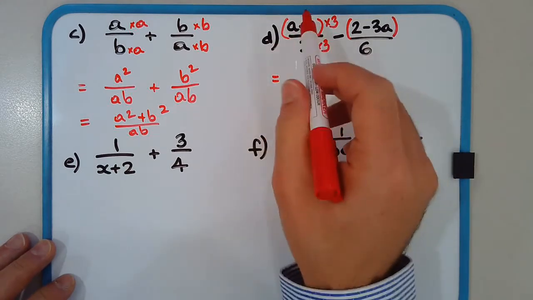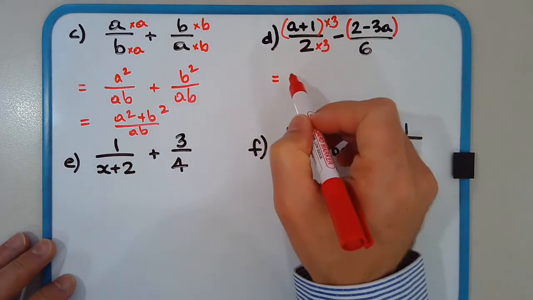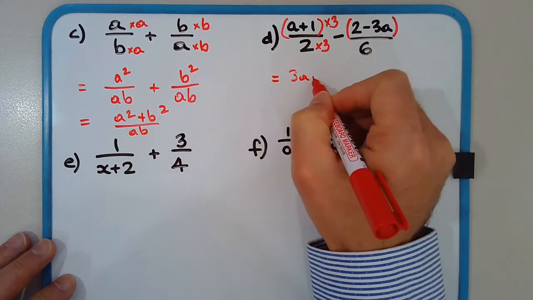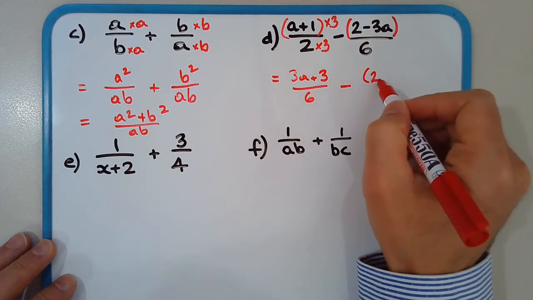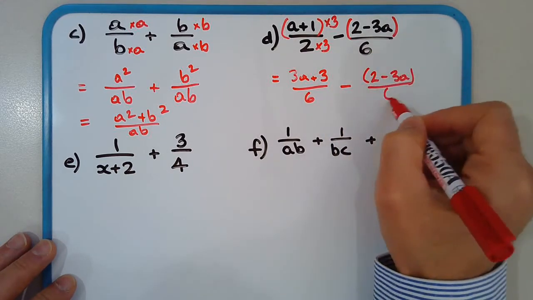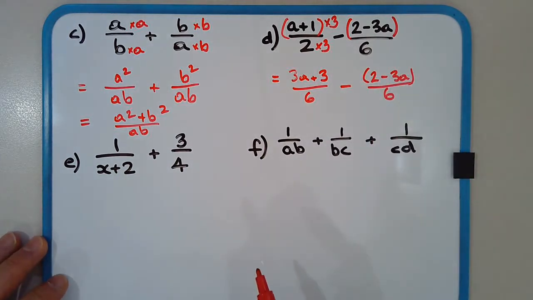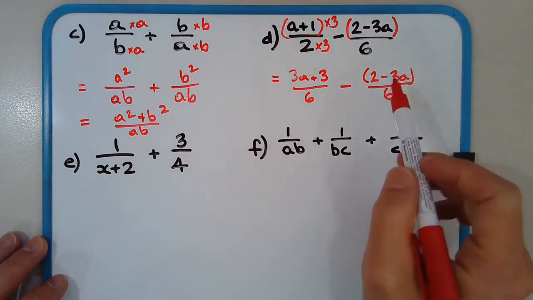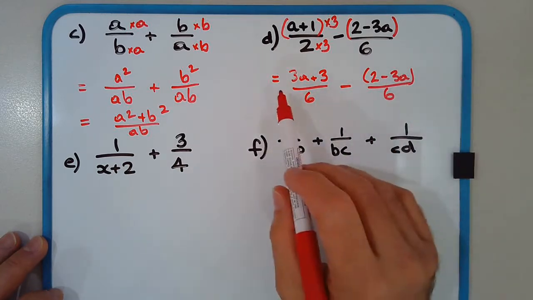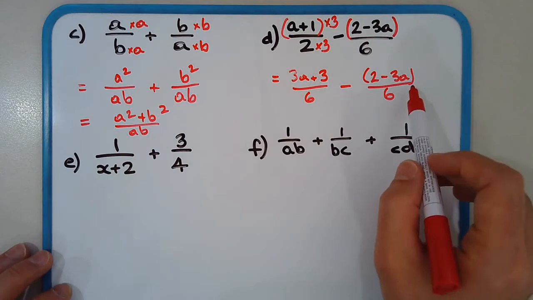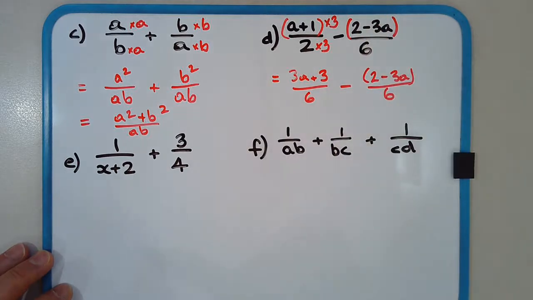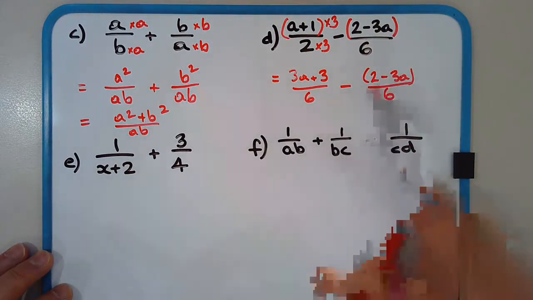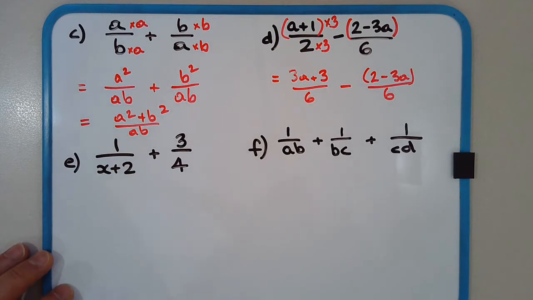The first fraction, let's multiply top and bottom by 3. So a plus 1 times 3, that's just 3a plus 3 over 6 minus 2 minus 3a over 6. And notice that I've put brackets around the 2 minus 3a. This is a very important step. It doesn't matter so much if it's all just positive or just plus signs or addition. But when there's subtraction involved, especially when you're subtracting a fraction where there's a difference in the numerator, you're going to have a case of a double negative, which means that one term is going to become positive.